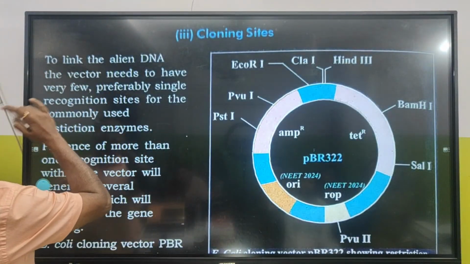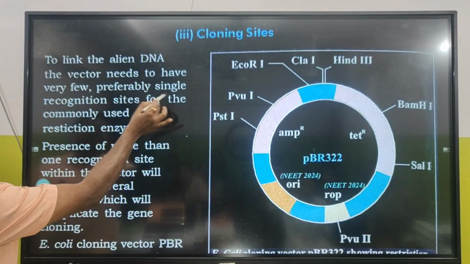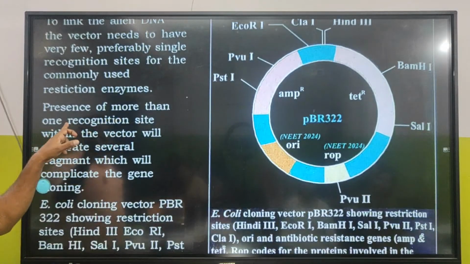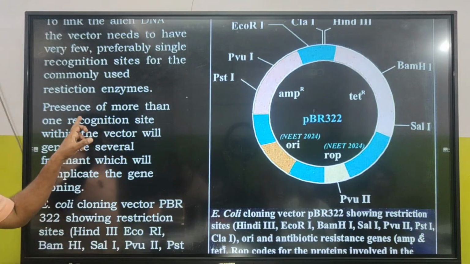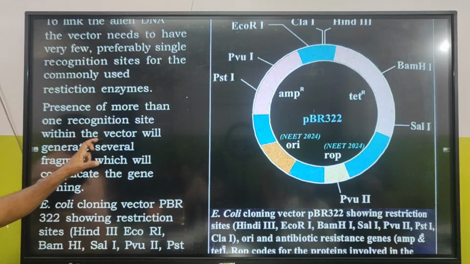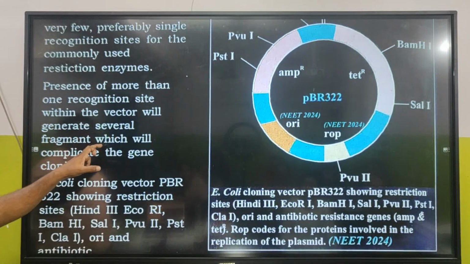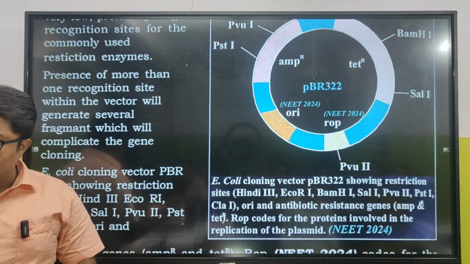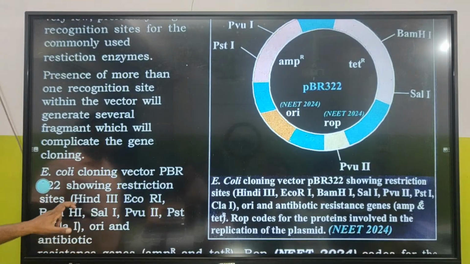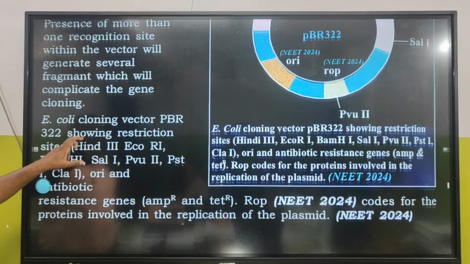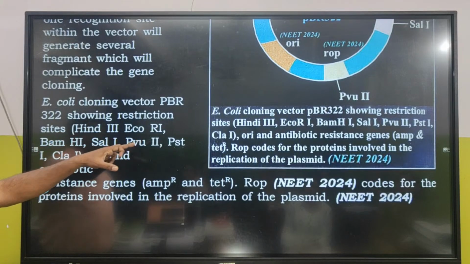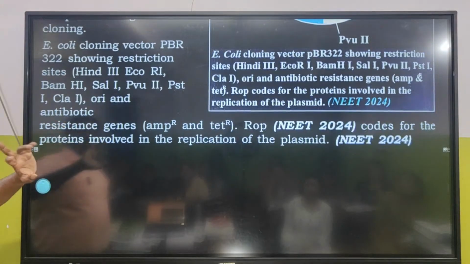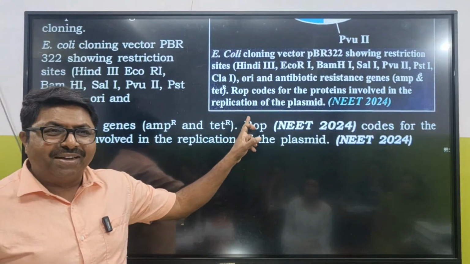To link the alien DNA, the vector needs to have very few, preferably single, recognition sites for the commonly used restriction enzymes. Presence of more than one recognition site within the vector will generate several fragments, which will complicate the gene cloning. E. coli cloning vector pBR322 showing restriction sites HindIII, EcoRI, BamHI, SalI, PvuII, PstI, ClaI, ori and antibiotic resistance genes, ampicillin R and tetracycline R.